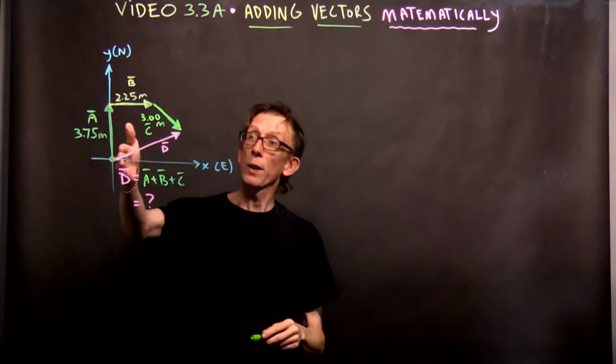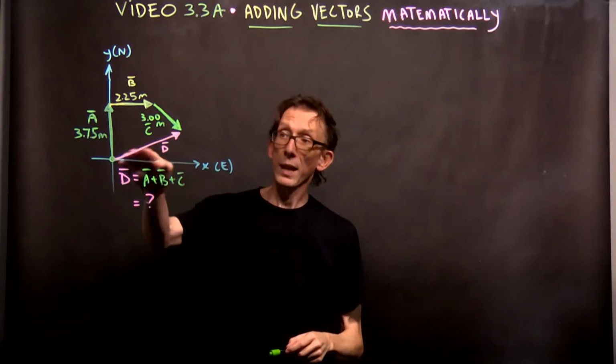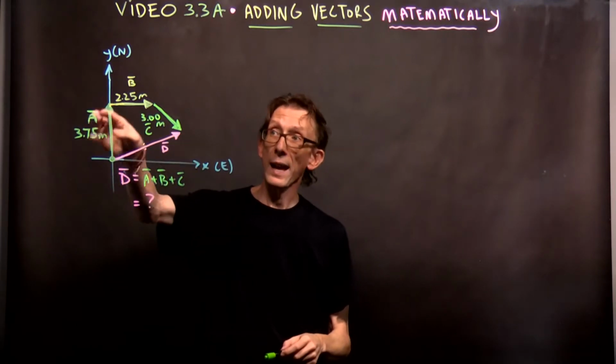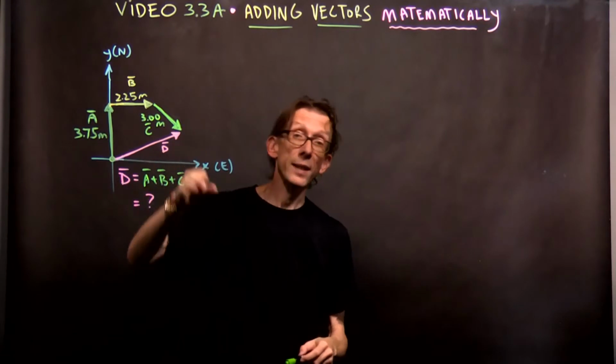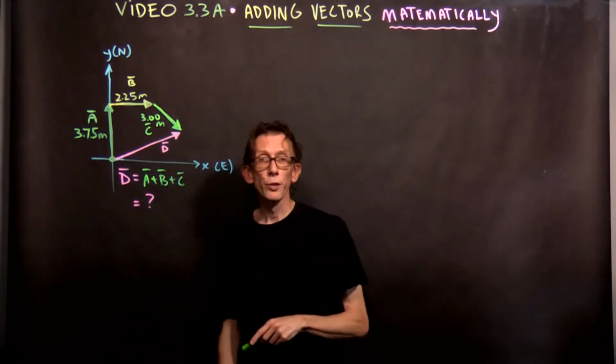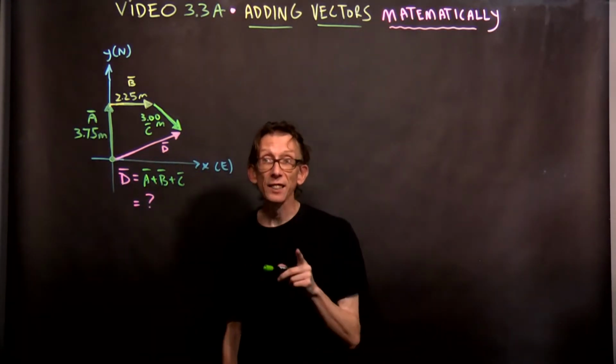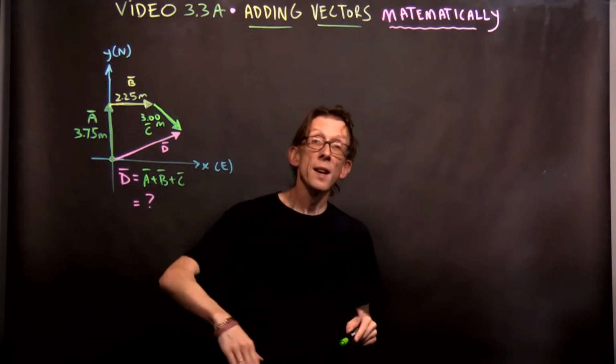So we have the same three vectors. D is A plus B plus C. D is the resultant, so we're adding A and B and C to get D. So graphically, D is the answer. But now what we want to know is how to find out exactly how long D is and exactly what its direction is.